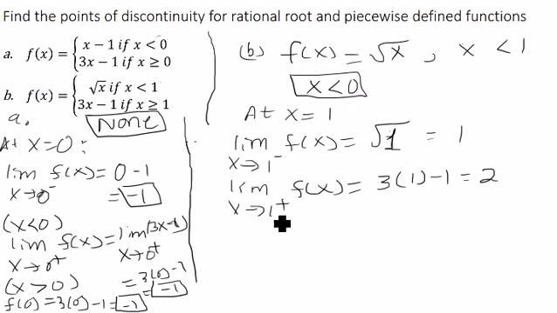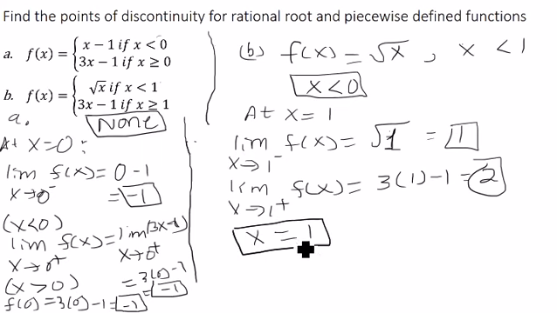So as you clearly see, the left hand limit is not equal to the right hand limit, let alone the value of the function. So we don't have to go any further than this. You can already mention that since these two values are not equal, x equals 1 is another point of discontinuity.